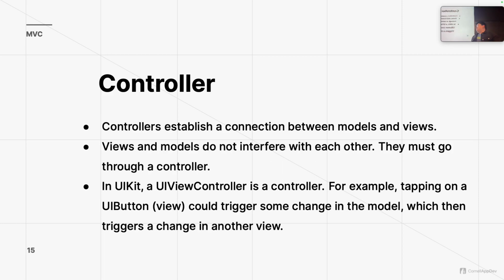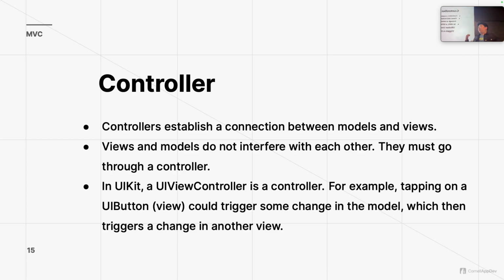Okay. And then last but not least, we have the controller. The controller is the thing that ties everything together. It establishes the connection between the models and the views. Keep in mind, the model and the view do not directly interfere with each other. The model cannot contribute anything to the view, and the view cannot communicate directly with the model. So this is where the controller comes in.